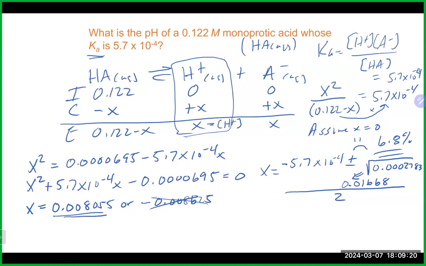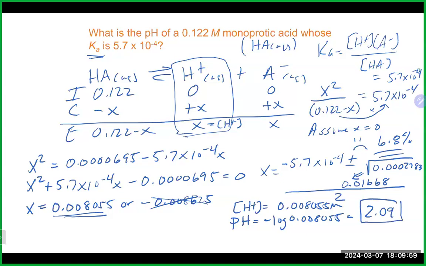The H plus concentration will equal 0.008055 molar, and we'll go into our pH, which is minus the log of that number. And that's going to get us a pH here of 2.09. Looks like a winner. Not too far off of the assumption, but over the 5% rule, which means too far off, and you can't do the assumption.